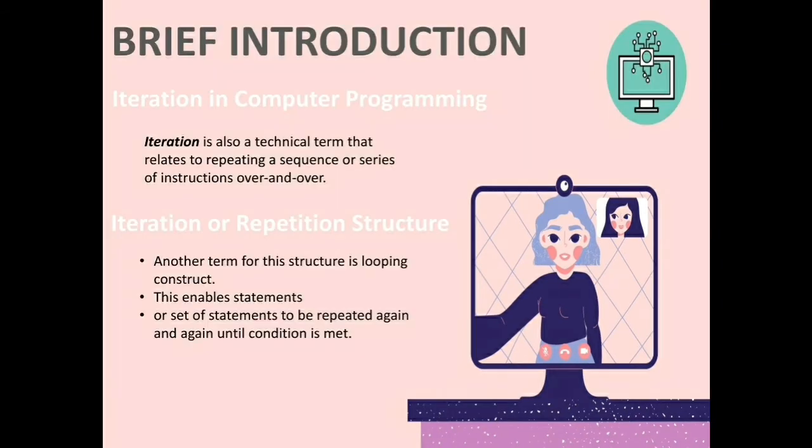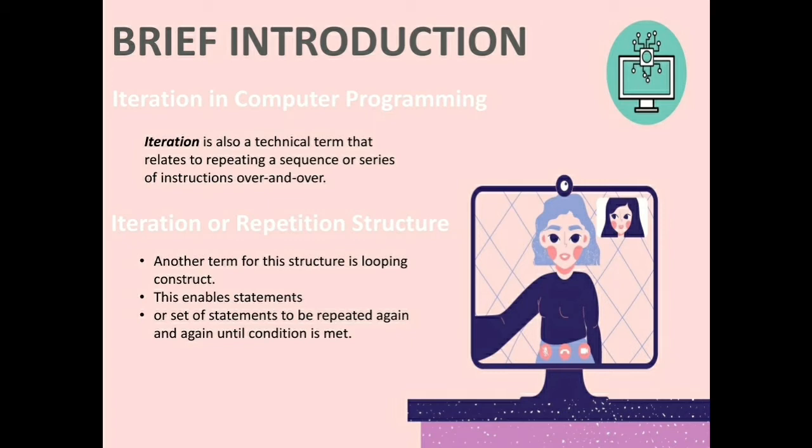A brief introduction to our lesson for today. Iteration in computer programming. Iteration is also a technical term that relates to repeating a sequence or series of instructions over and over. Iteration is the repetition of a function or process in a computer program. Iteration of functions are common in computer programming since they allow multiple blocks of data to be processed in sequence. This is typically done using a while loop or for loop.